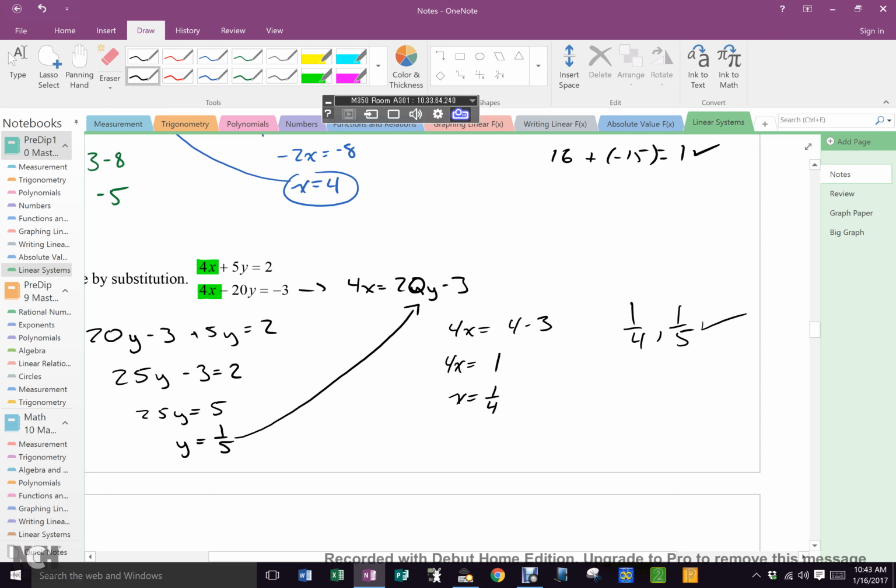Anytime I can substitute, I'm allowed to do it. I don't necessarily need it to be a single letter. Do you understand? Because they were both 4x, I could take this whole 4x and make it 20y minus 3. Cool? Everybody good?